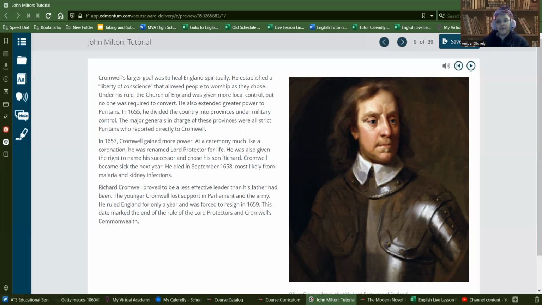Now, the problem with establishing your own monarchy, and what has always been the problem, is that there's no guarantee that your sons and descendants will rule the country as well as you, or the same way that you did. And that was part of the issue with his son. He was not as good of a leader as his father was. And pretty much his son, his name is Richard Cromwell, lost support from the parliament, and he literally only ruled for a year and a half before he was asked to resign in 1659. So that pretty much just ended the whole Commonwealth right there.